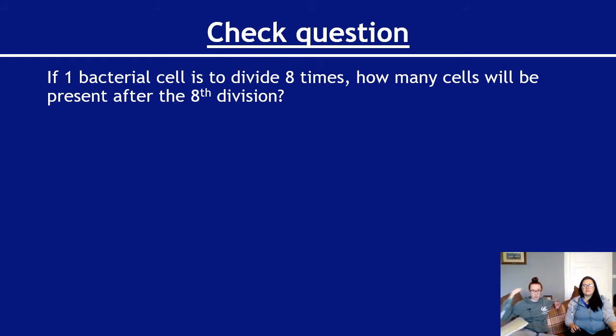So 1 cell becomes 2 in the 1st division, 2 cells become 4 in the 2nd division, 4 cells become 8 in the 3rd division, 8 cells become 16 in the 4th division, 16 cells become 32 in the 5th division, in the 6th division it becomes 64, in the 7th division it becomes 128, and then it becomes 256 in the 8th division.